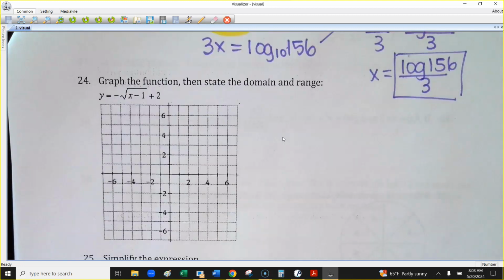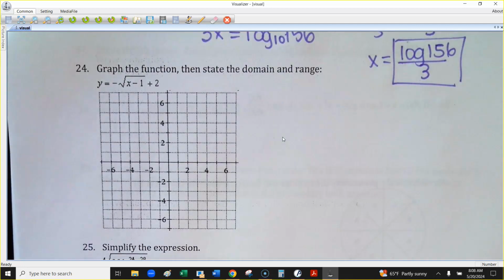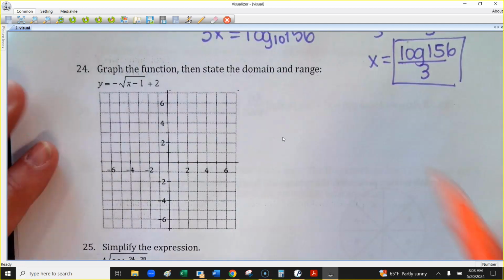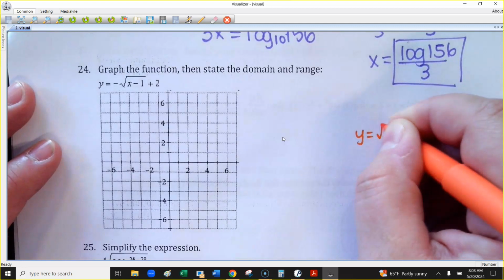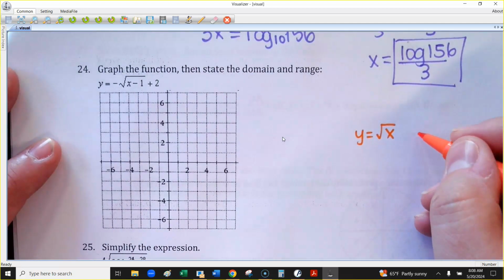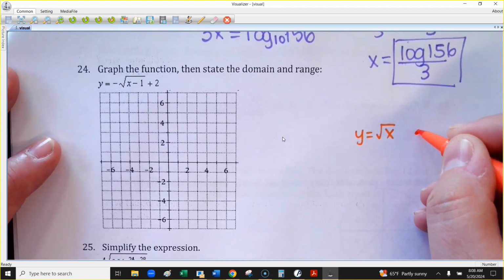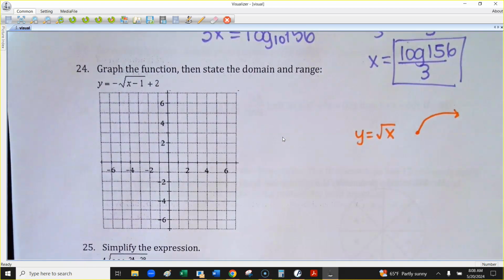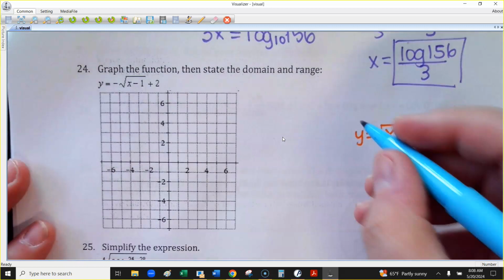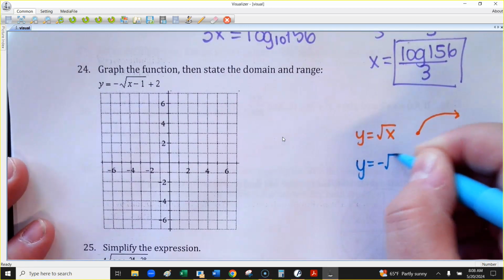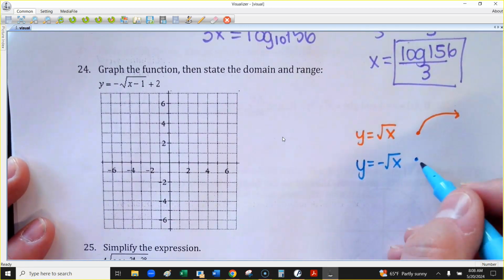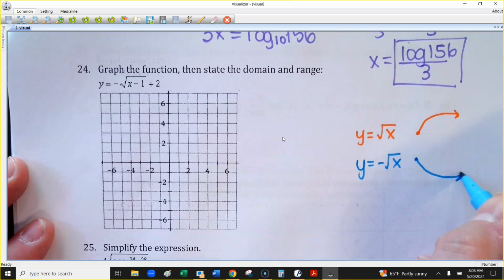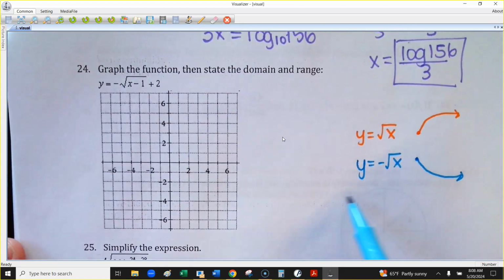All right, so graph the function. This guy is a square root. So let me just give you the 2 parent functions. If you just have a square root of x, we have this restricted. It's just the top half of a sideways parabola. If you have y equals negative square root of x, it is the bottom half of that same sideways parabola. This is how we graphed all of them.